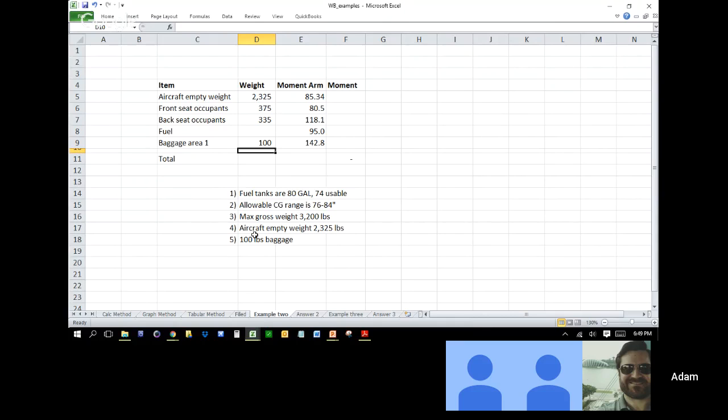I should probably put this on here too. I'm sorry, because I did not explain this yet. 1 gallon of avgas equals 6 pounds. Sorry about that.